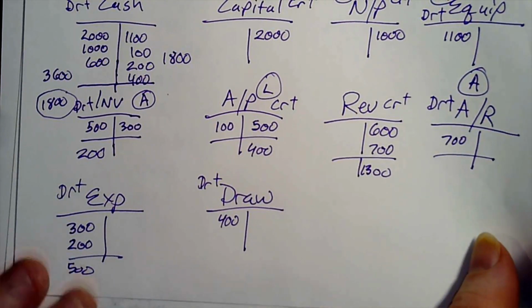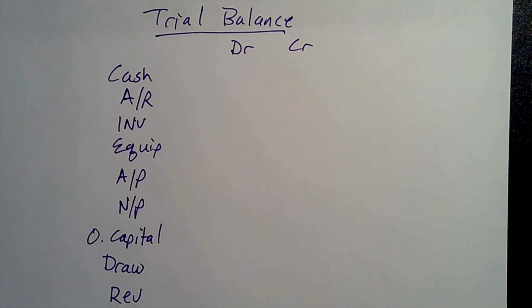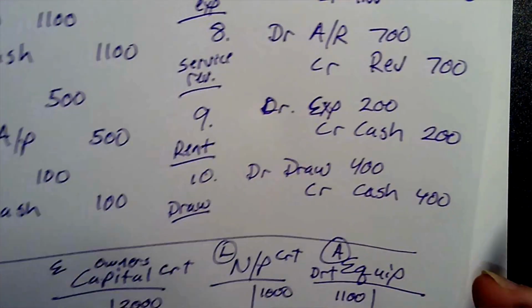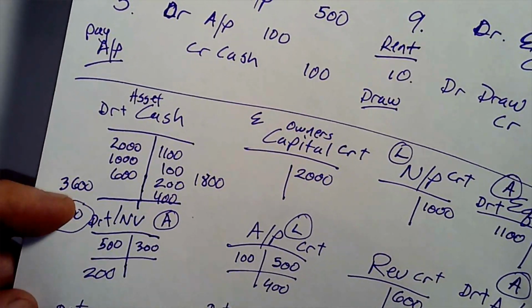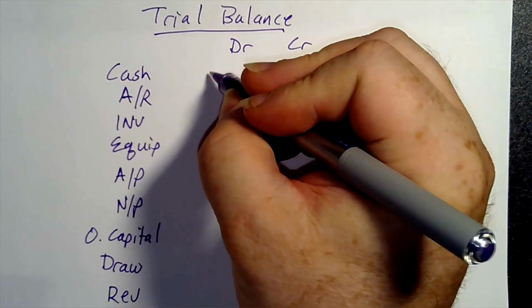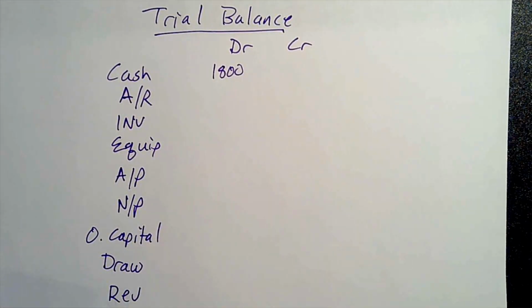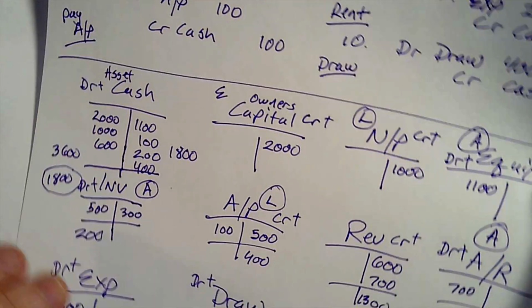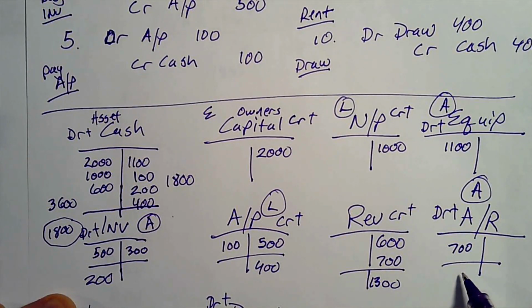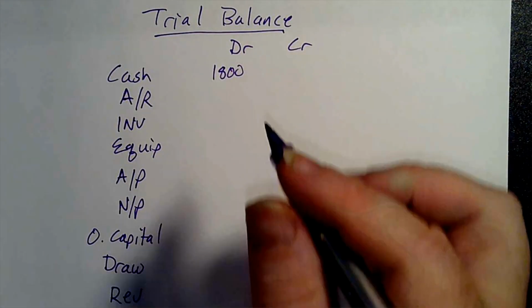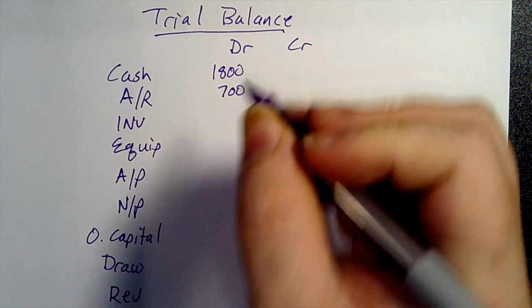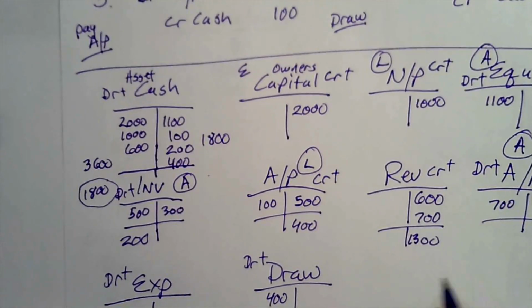Well, we transfer these amounts to something called a trial balance. The trial balance is basically taking the balances of these T accounts and putting them here. So if I was to look at cash, my cash has an $1,800 debit. My AR has a $700 debit. My inventory has a $200 debit.